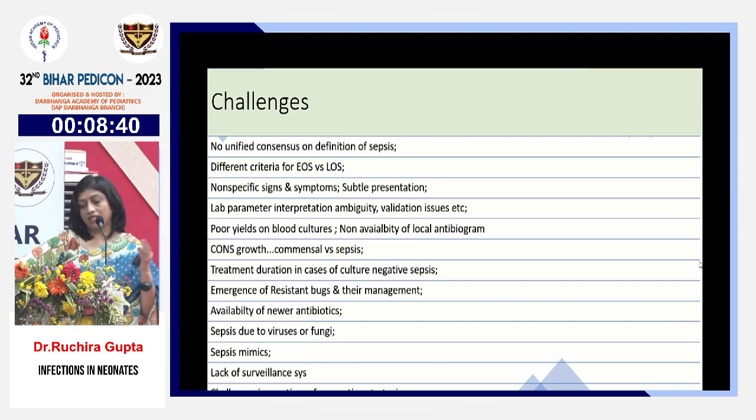Emergence of resistant bugs: Dr. Arun Shah had spoken at length about this. Again, a problem, and superbugs are really taking over the scenario. Not only emergence, but what about the treatment? Are we left with many antibiotics? Not really. Sepsis is not only bacterial, but we know there are viral sepsis and fungal sepsis. So again, these sepsis mimics are issues. And again, a lack of surveillance.